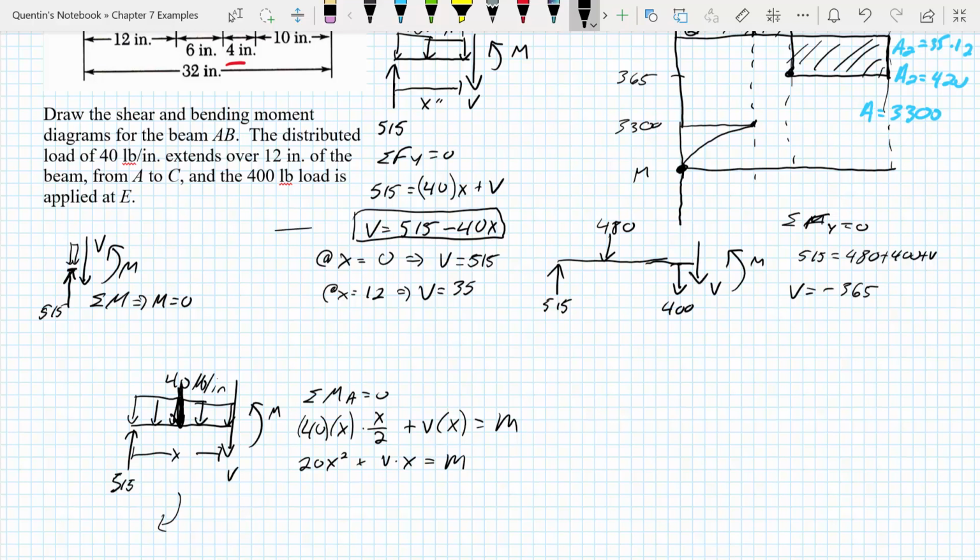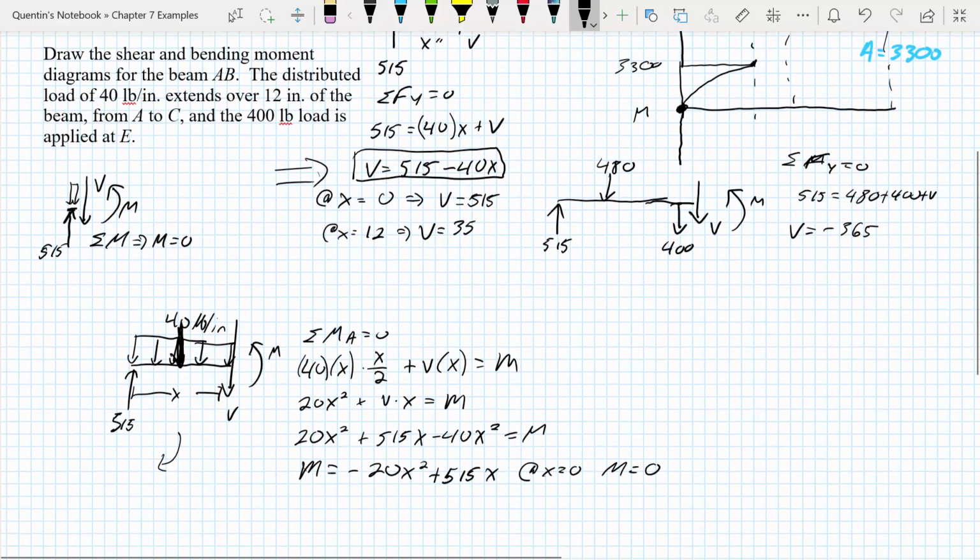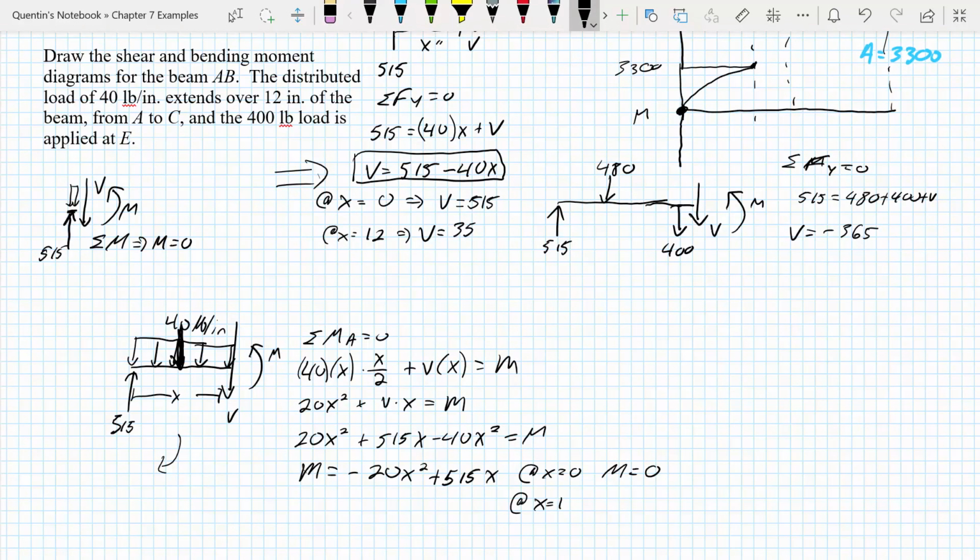But what is V? Well, it's right here. We figured this out. So this is 20x squared plus 515x minus 40x squared is equal to M. So M is equal to minus 20x squared plus 515x. So again, as a gut check, at x equals 0, the moment is 0, right? And at x equals 12, because this is only good during that distributed load.